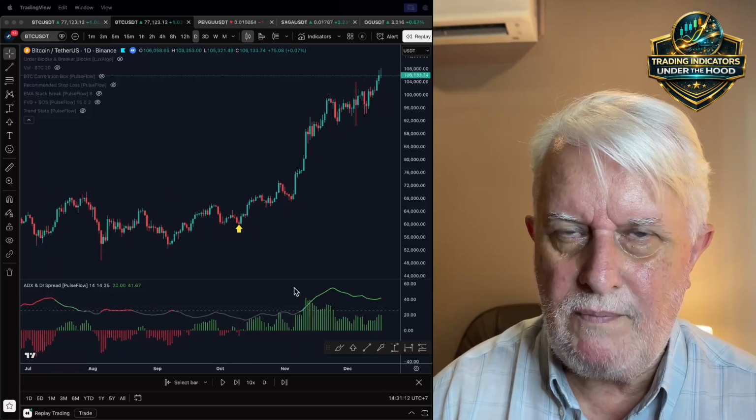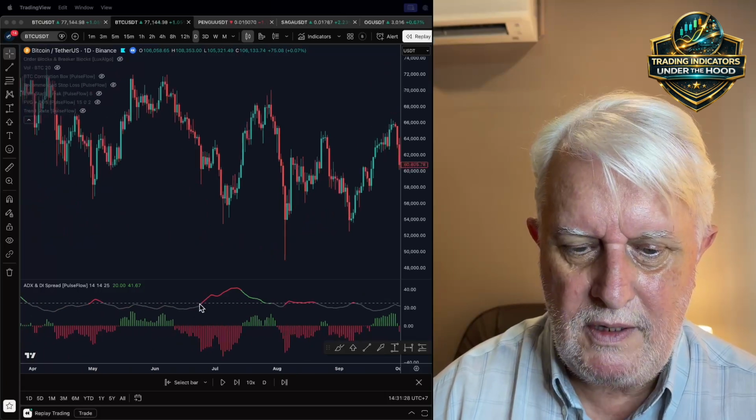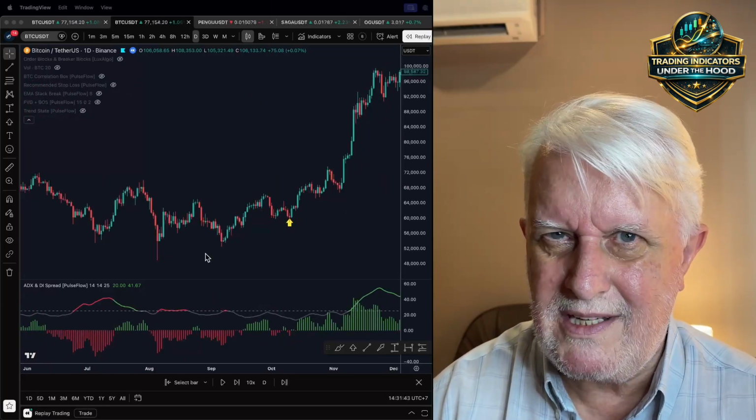The setup you want is very simple. ADX line turns green. Histogram is green and growing. You look for longs. ADX line is red. Histogram is growing. You look for shorts. ADX line grey, you wait. And that is it.